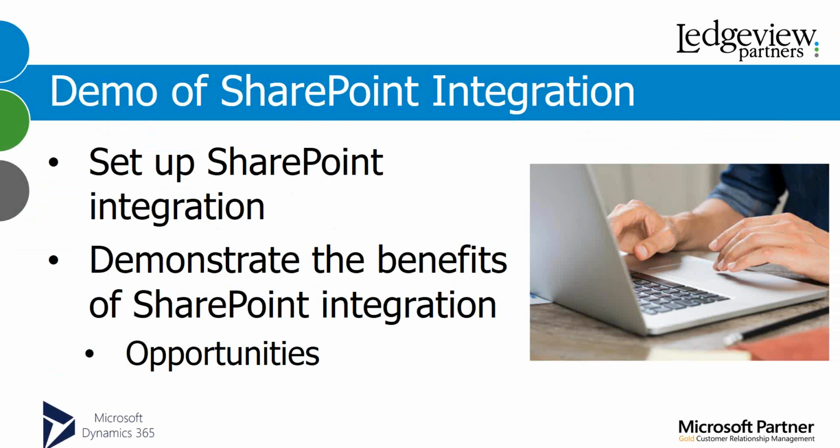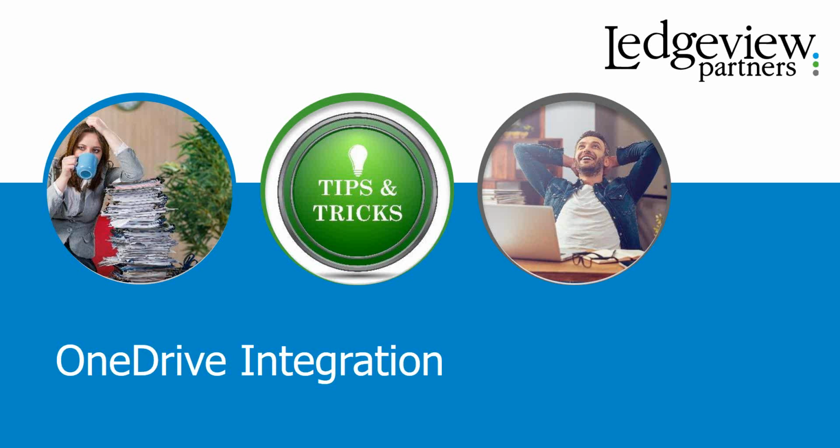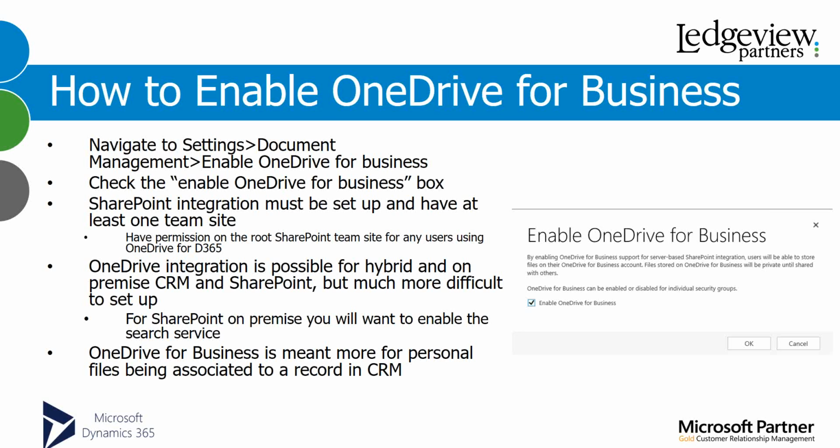So that's all for SharePoint integration. Next, we're going to jump into OneDrive integration. Now, keep in mind, with OneDrive for Business integration, you have to have SharePoint integration already set up. So to do this, we're going to navigate to Settings, Document Management, and then simply enable OneDrive for Business.